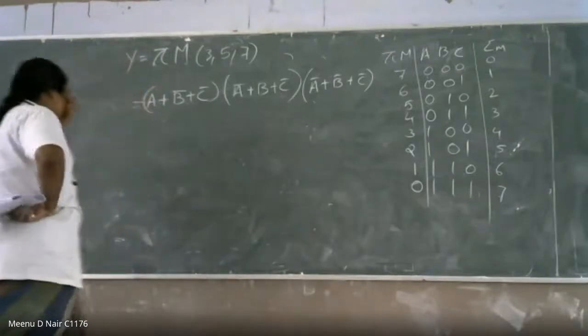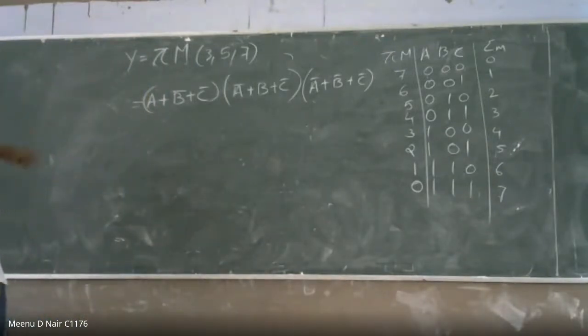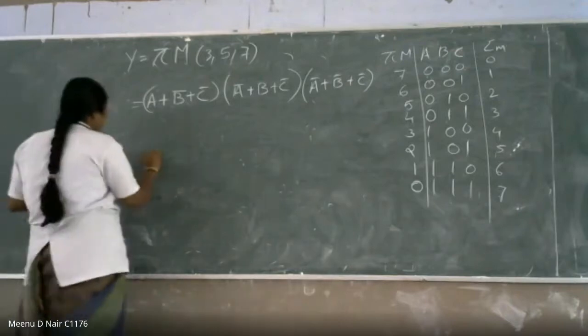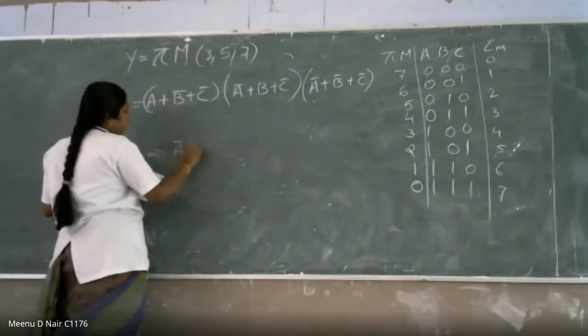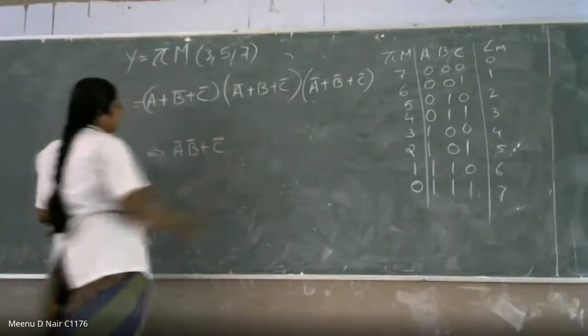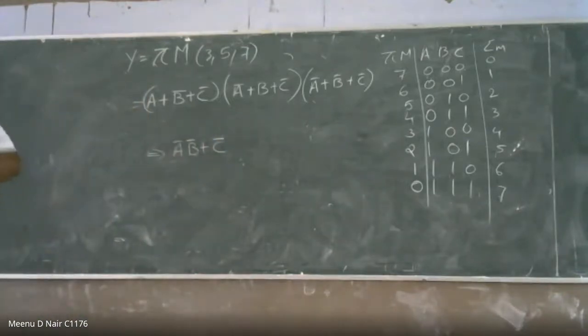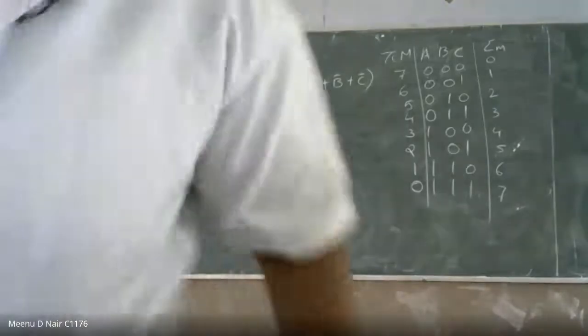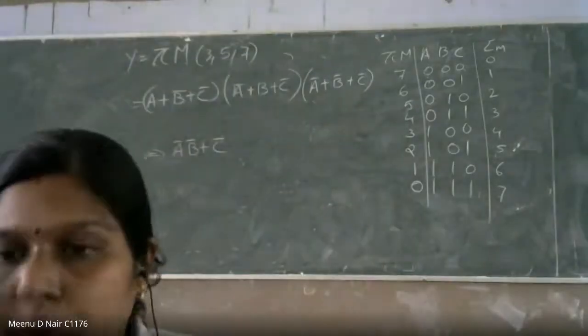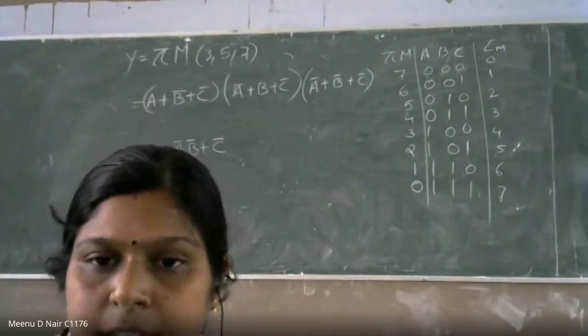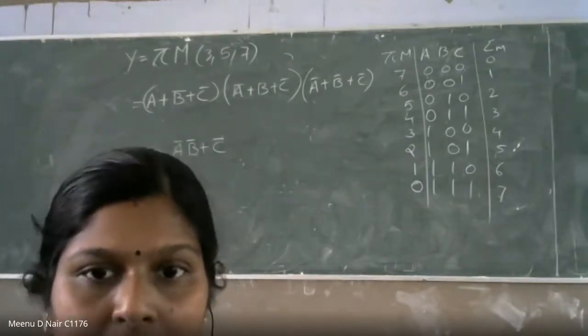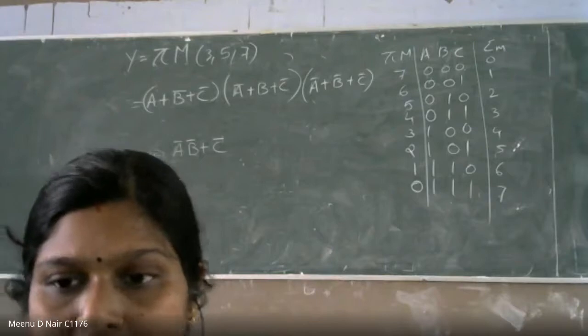Now you have to expand this expression and you will get the answer. So let me check what is the answer. Final answer will be A bar plus A bar B bar plus C bar. This is the final answer. So this one you have to do. If you have any doubt, you can ask me.